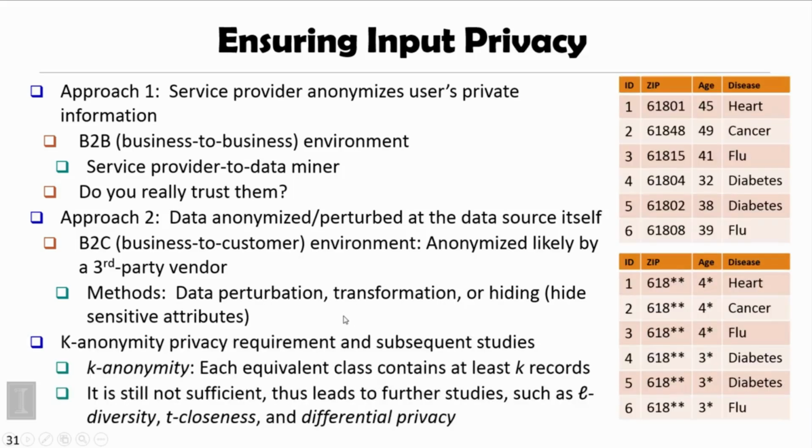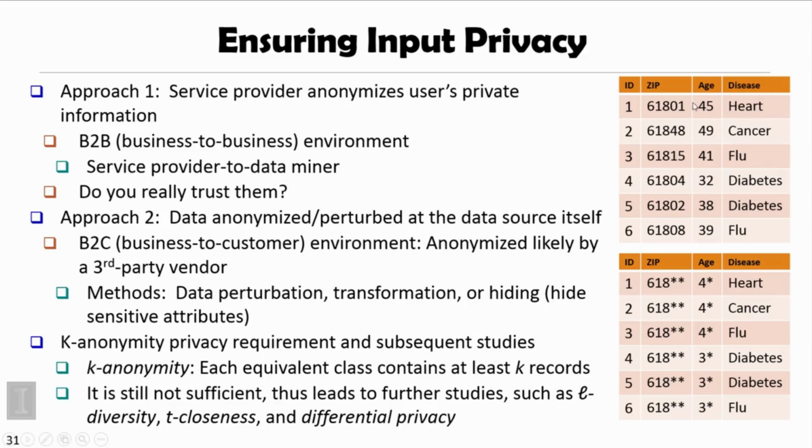Let's look at this table. Suppose we have a hospital. The data contains patient ID, zip code, age, and say disease. People may not be comfortable with this kind of data, because even if you anonymize the patient name, some people may know the patient's age and zip code. They can easily say, oh, this person got a heart problem.